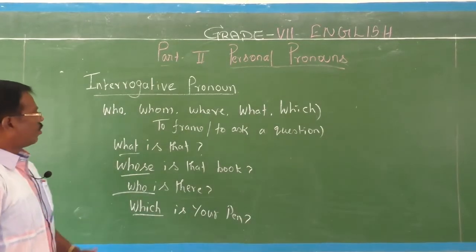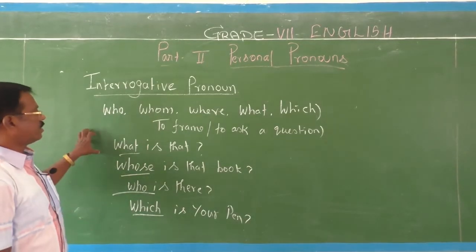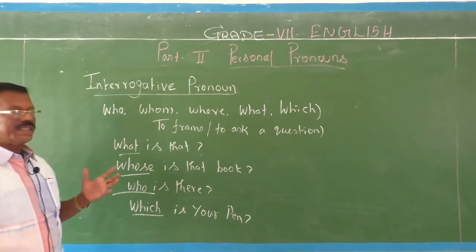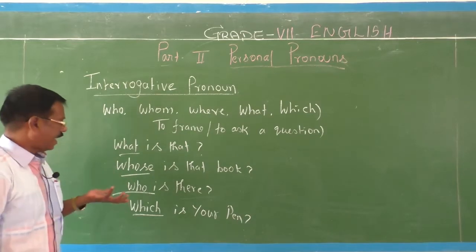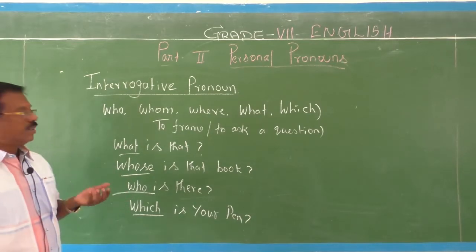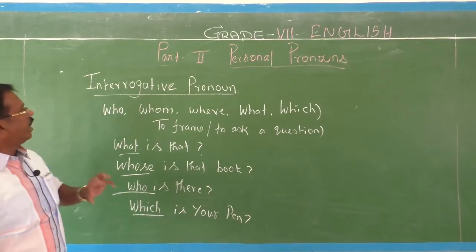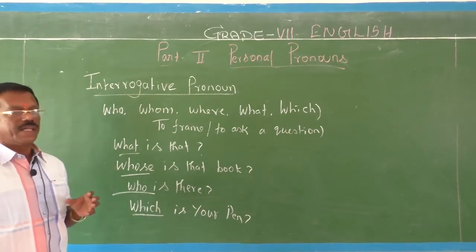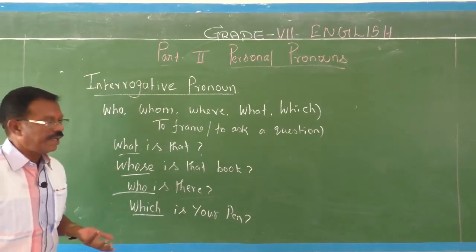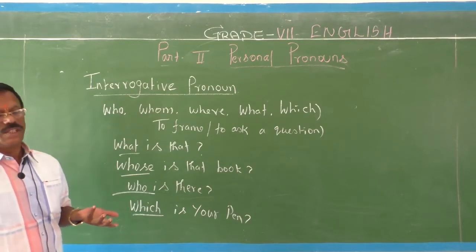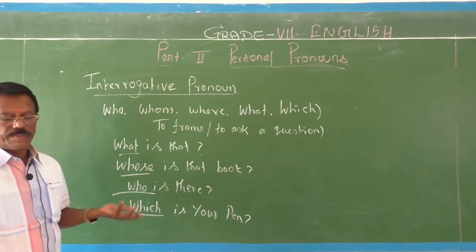Okay, children, now you just go through all these four examples. What is that? Whose is that book? Who is there? Which is your pen? So in all these examples, what, whose, who and which are called interrogative pronouns because they help us to frame or to ask questions. Therefore, they are called interrogative pronouns.